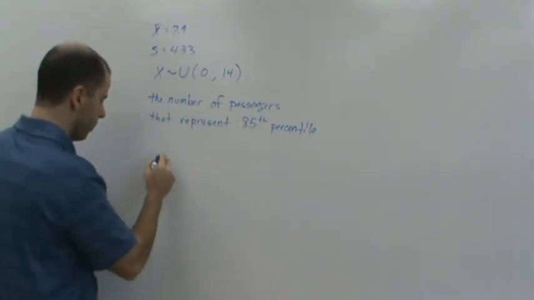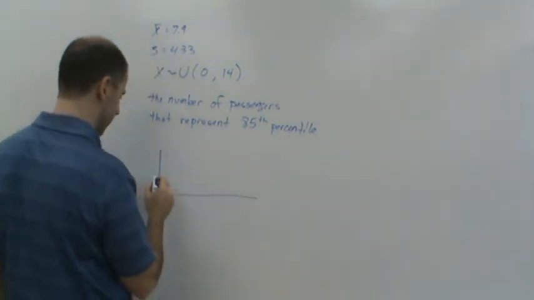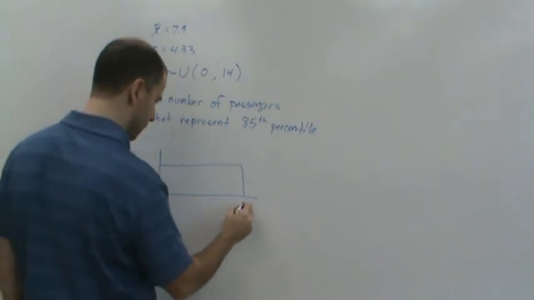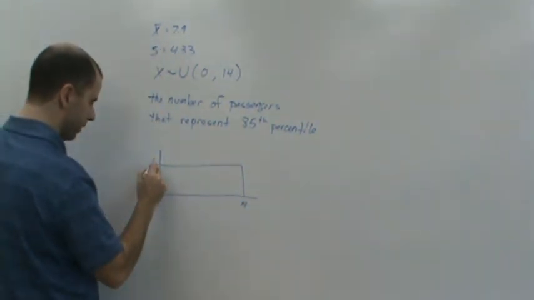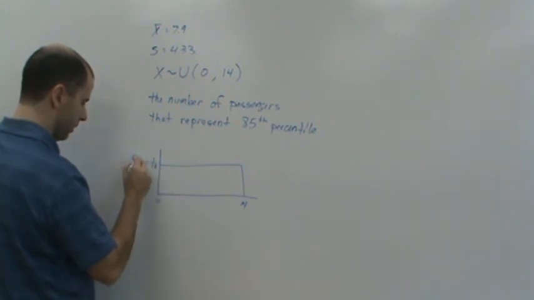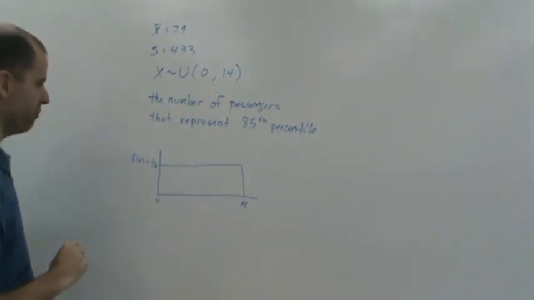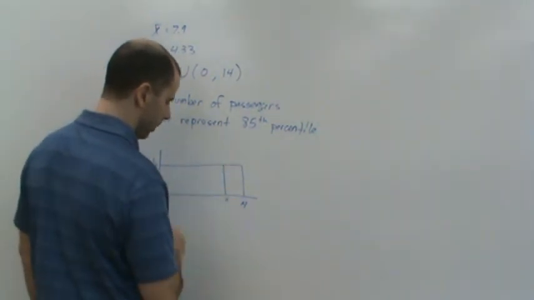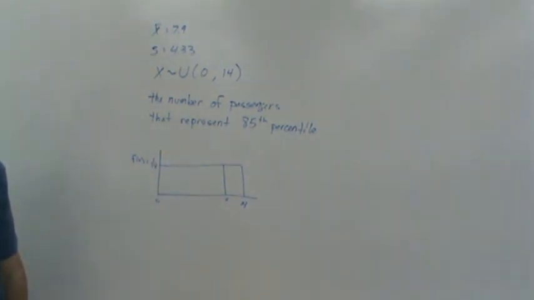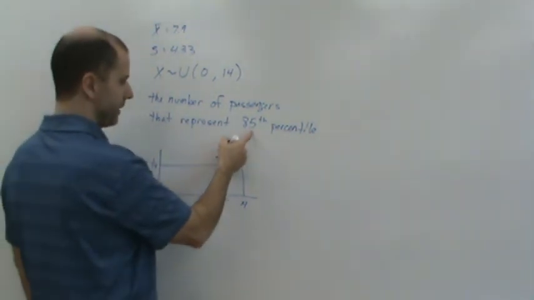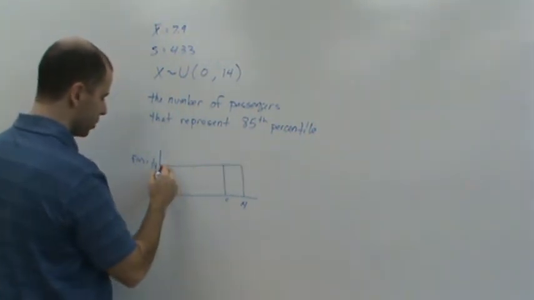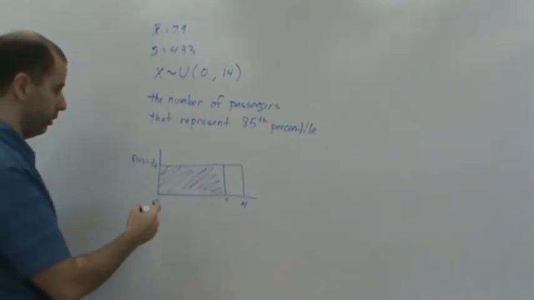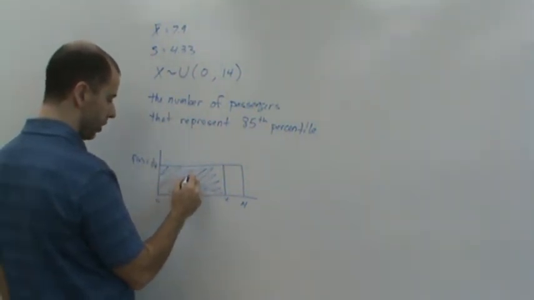Okay, so let's draw our diagram again and see what this looks like, right? So we know we have something that goes from 0 to 14. The height of this is 1 over 14. And we want to find the cutoff. So we're looking for a number of passengers. But what do we know? We know that this is at the 85th percentile. So we know that 85% fall at or below, which means the area under this curve is what?